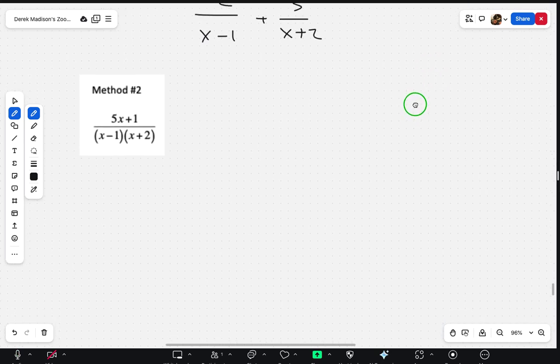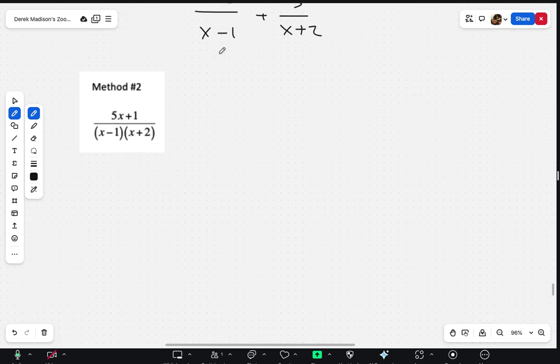Method 2, I don't love this one when I have zeros. I'd rather just plug in the zeros. I think that's easier. But when you don't have zeros or you don't have enough zeros, method 2 can be helpful. You can also do a combination of the methods as well. For this, the first part is the same, so I'll just slide through that real quick.